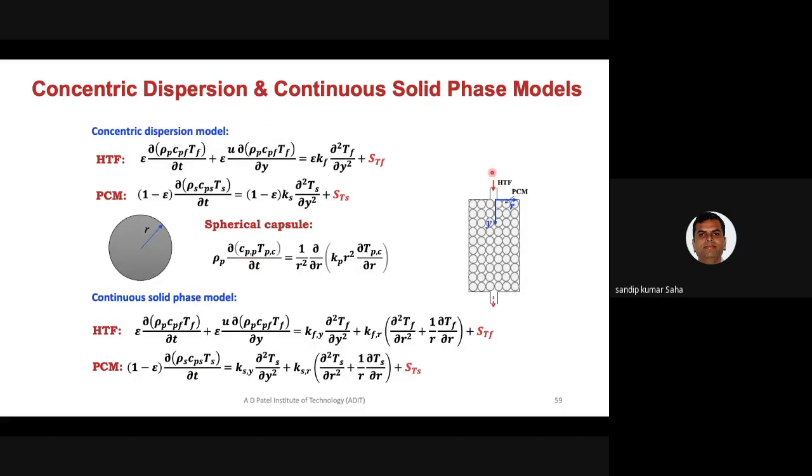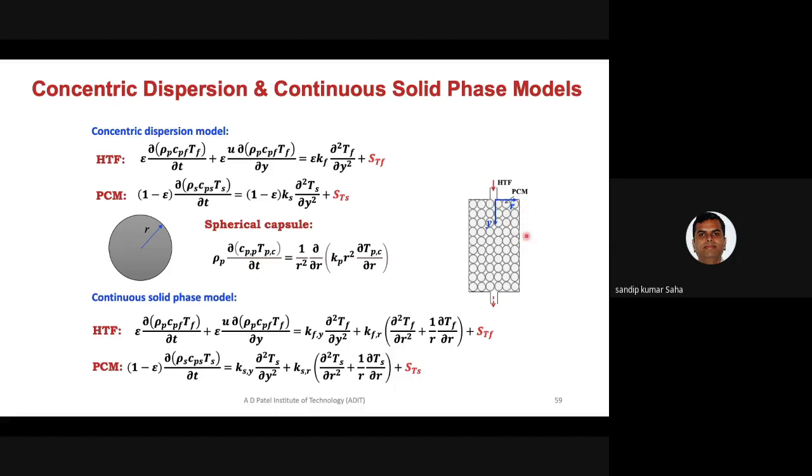Then in the concentric cylinder model, a similar approach will be there. If you see the difference between them, both are the same, except that in the concentric dispersion model, the variation in the heat transfer fluid or PCM is only taken in height, whereas in the continuous solid phase model, variation is also taken in the radial direction.